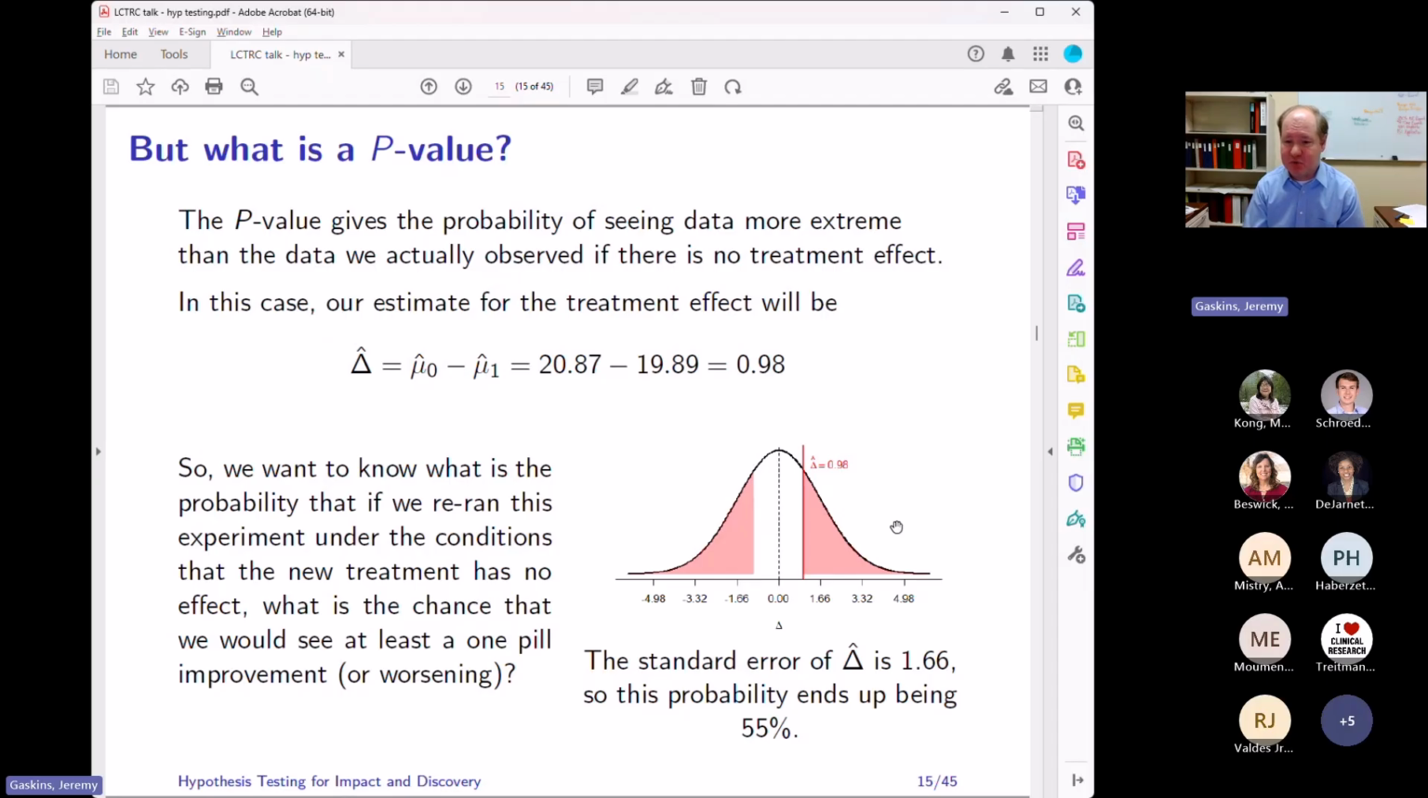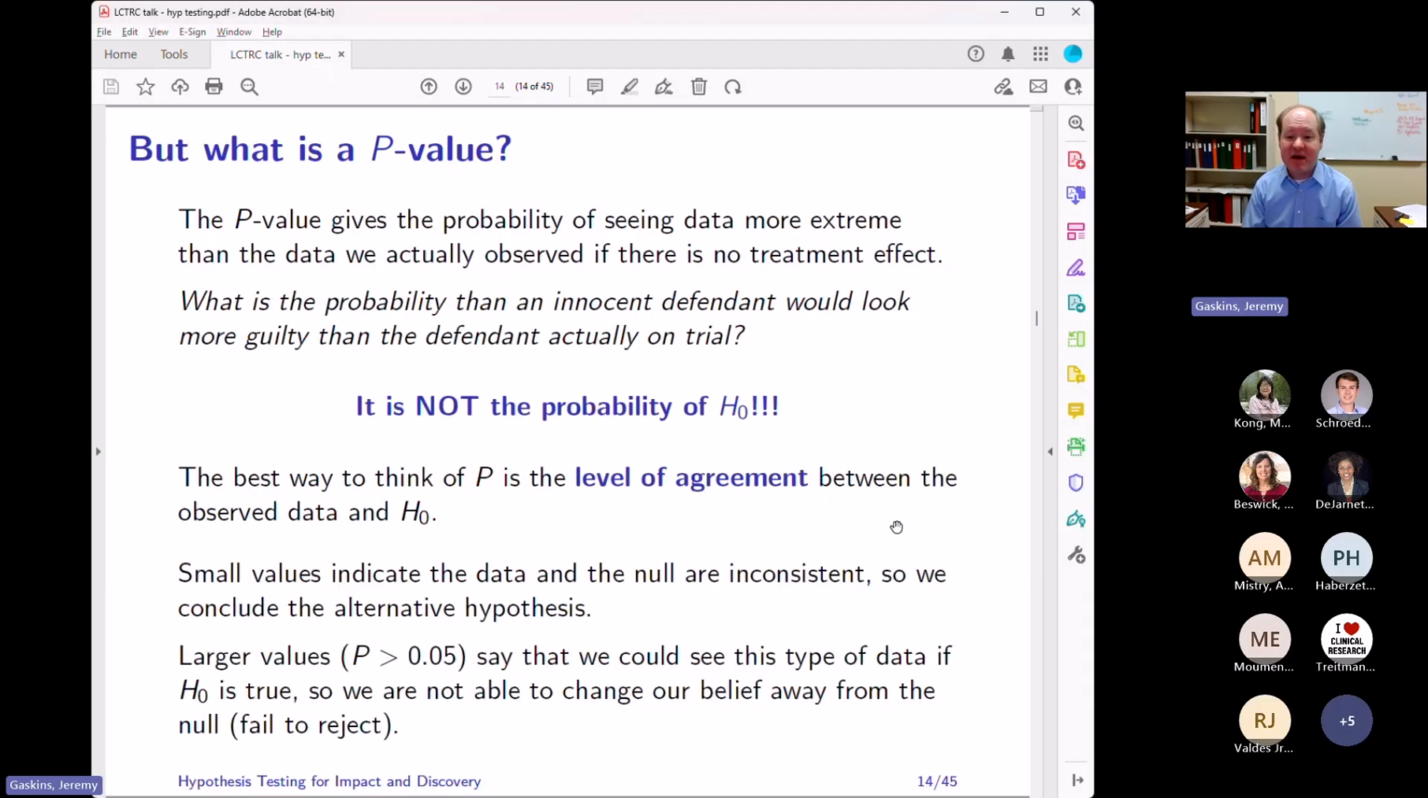The p equals 0.055. And so again, the main point that I'm trying to drive is that the p-value is typically not the probability that we thought we were calculating. And so I would generally encourage most users not to try to figure out what probability a p-value corresponds to, but to think about it as a level of agreement between my observed data and the null hypothesis.